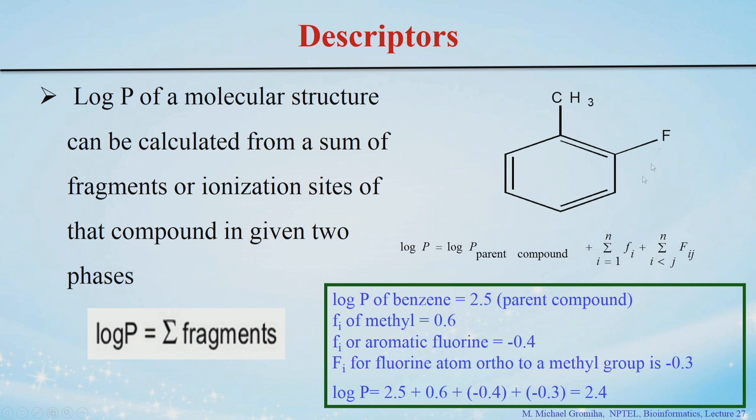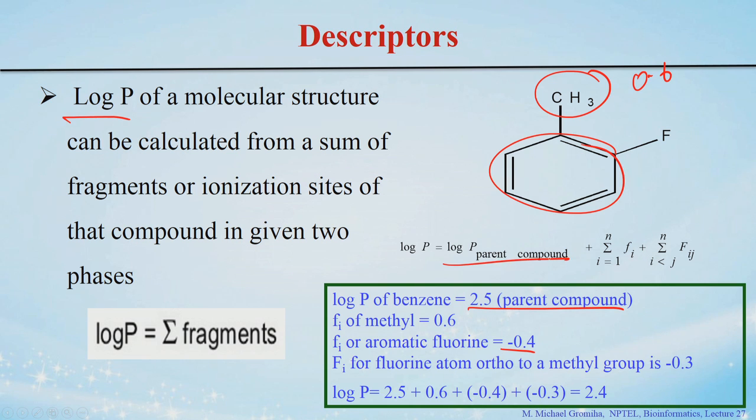How to calculate this? For example, here I give one compound: a benzene ring with a CH3 attached here and a fluorine attached here. So, how to calculate log P? You can get the value from the sum of the fragments. This is the parent compound, and you can see the other fragments, the CH3 and the fluorine. So, we see benzene, the parent compound, log P is 2.5, experimentally known. The methyl group, CH3, is equal to 0.6, and the fluorine is minus 0.4. And the Fij for the fluorine atom in the different conformation ortho to a methyl group: this is the log P of the parent compound, this is for the individual fragments, and this is the influence between these different groups.